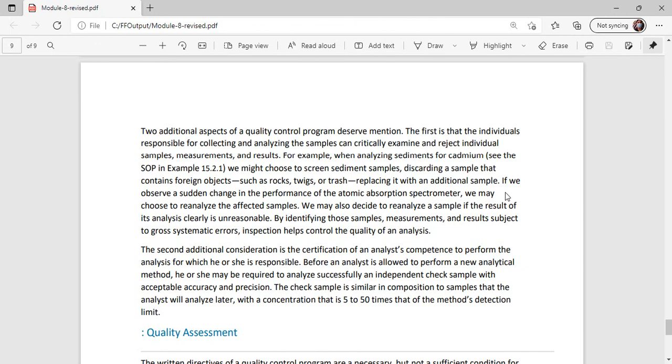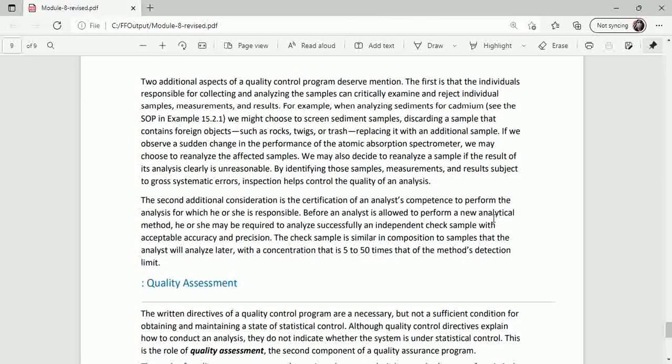The second additional consideration is the certification of your analyst. Okay, an analyst performs with competence the analysis for which he or she is responsible. Before an analyst is allowed to perform a new analytical method, he or she may be required to successfully analyze an independent check sample with acceptable accuracy and precision. The check sample is similar in composition to the samples that are being analyzed and will be analyzed later, with a concentration that is 5 to 50 times that of your method's detection limit.